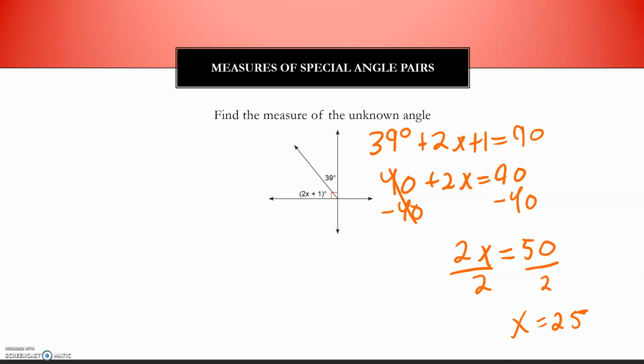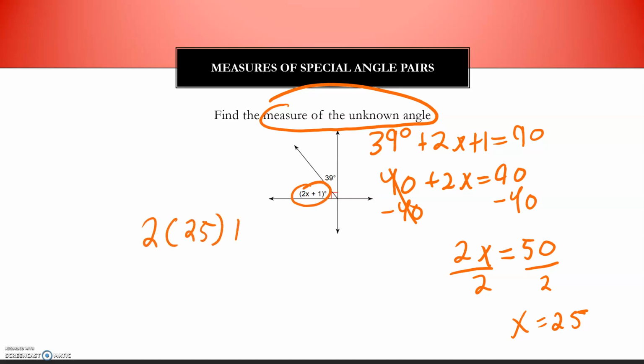Remember, they said that they wanted the measure of the angle. The measure of the angle is actually 2x plus 1. So I need to plug that 25 back in. So I would get 50 plus 1 equals 51 degrees for my final answer. Always pay attention in geometry to what you're being asked. Sometimes you will just be asked to find the variable, but in a number of cases they will ask you to plug it back in and find the measure of an angle or the length of a segment.